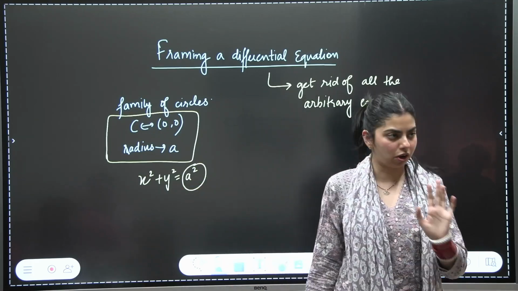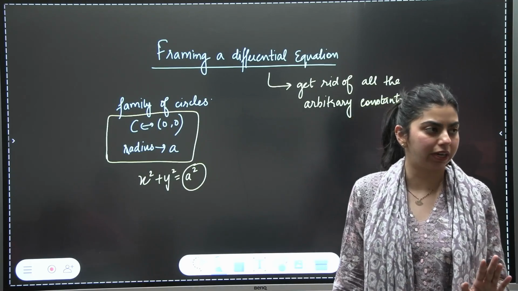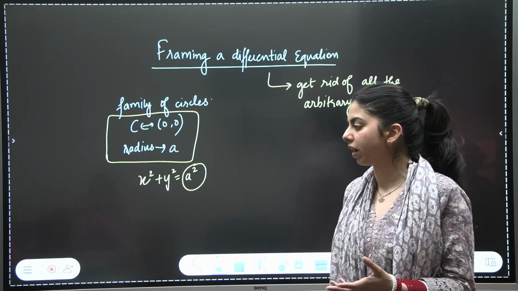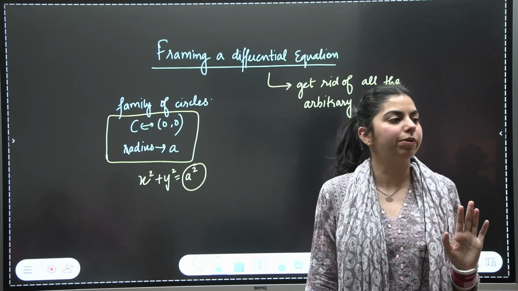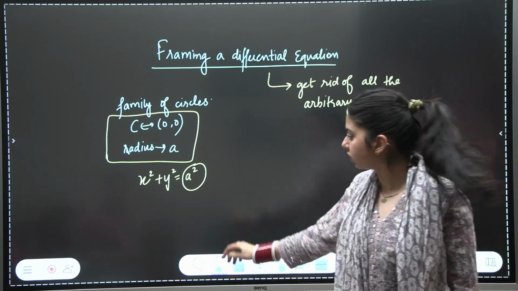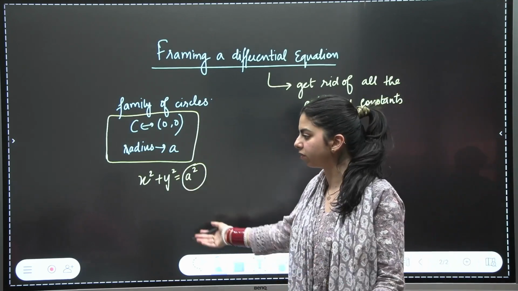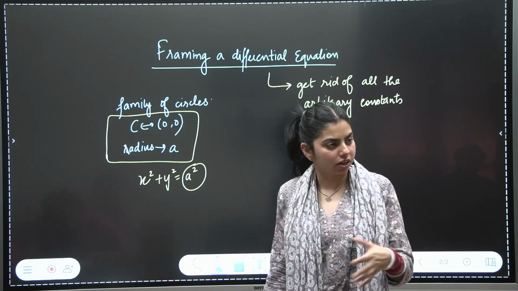x and y are your variables, the factors you need to create an equation. A is an arbitrary constant. What does this mean? If I change the value of a, I have a different equation. I'll have a different circle every time.